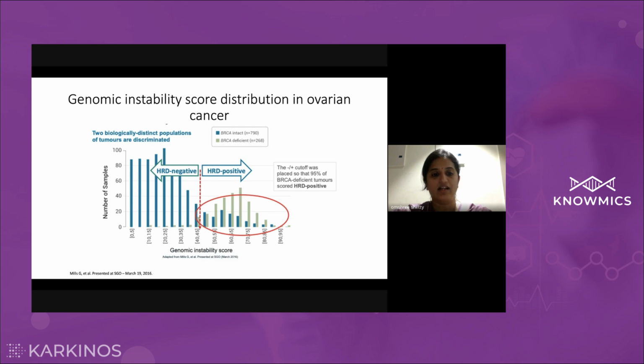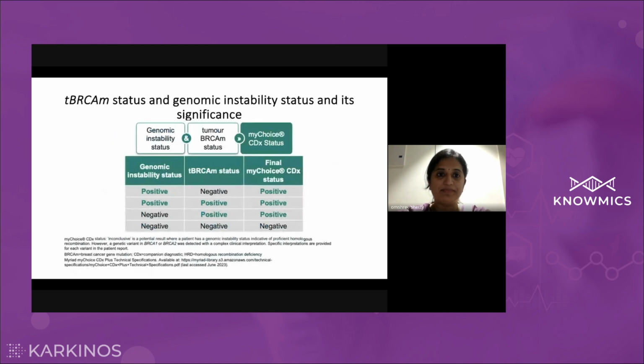According to this study which was presented, what was observed is that HRD positive is usually associated with the BRCA deficient tumor, specifically in ovarian cancer. And the cutoff was such that 95% of the BRCA deficient tumors were HRD positive, which was not the case in HRD negative. I mean, you would still have BRCA deficient tumors in HRD negative, but a very low number of cases. So with that, next slide, please.